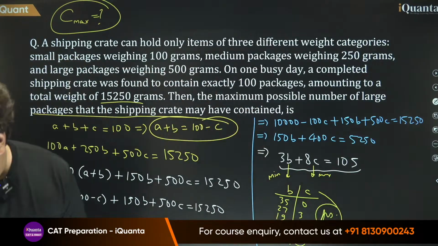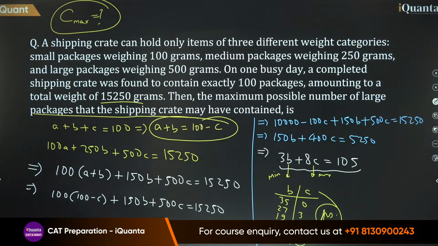So this question involved many things. Cool. So maximum possible value for c is 12. Clear? I'll wait for a few seconds.